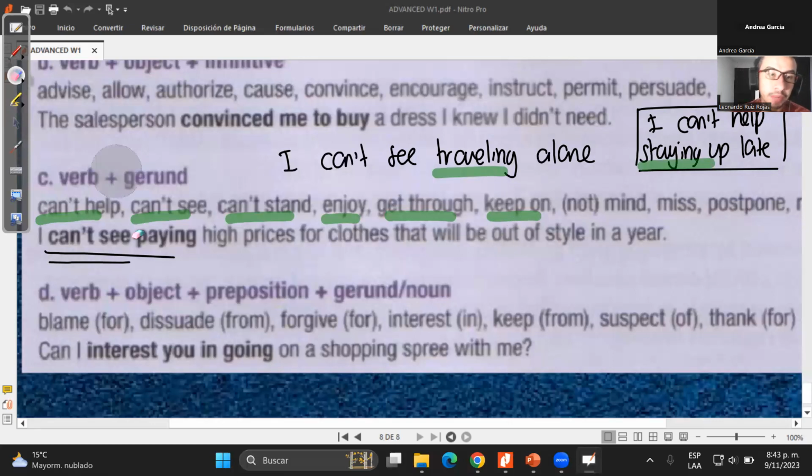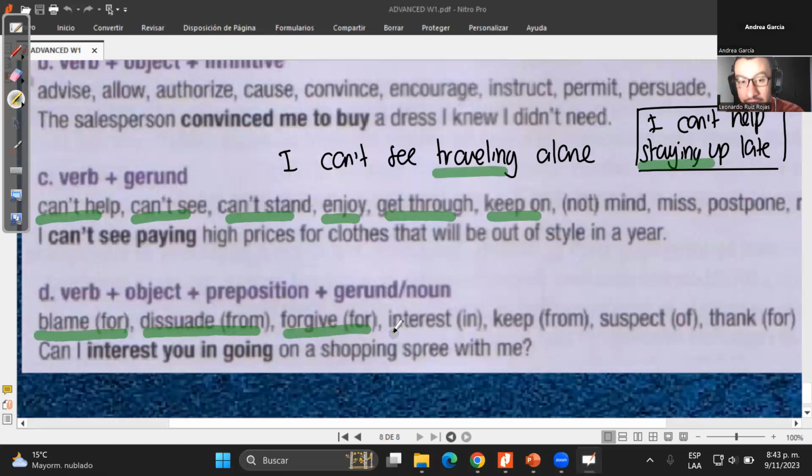But then we have the other pattern, which is with the object, right? In that case, careful with the prepositions. Blame somebody for, culpar por, dissuade from, como, how do you say, like the opposite of convencer, como disuadir. Desconvencer, disuadir, right? Forgive for, like perdonar por, interest in, o sea, como interesar a alguien en, right? Keep from, evitar que, right? Suspect of, sospechar de, and thank for, agradecer por. Ready? Of course, all of those actions are going to go over an object.